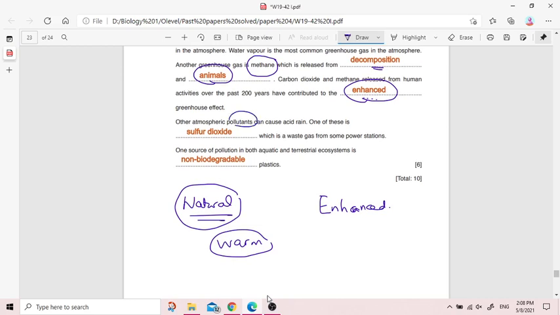Other atmospheric pollutants can cause acid rain. One of these is sulfur dioxide. Sulfur dioxide is a waste gas from the power stations, from the factories, and some factories use coal. It gives out sulfur dioxide that dissolves in the rain to form acid rain. Another source of pollution in the aquatic and the terrestrial ecosystem is the non-biodegradable plastics. The plastics that are not broken down.